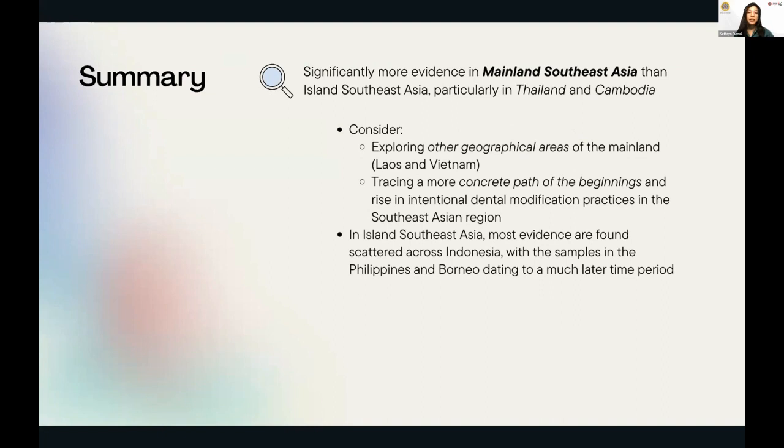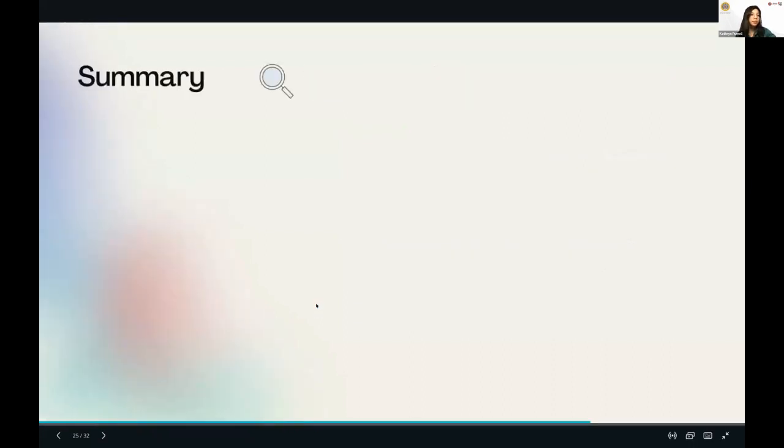Another is that there's significantly more evidence in mainland Southeast Asia than island Southeast Asia, particularly in Thailand and Cambodia. Given this, I would consider exploring other geographical areas of the mainland, as well as using this research in mainland Southeast Asia to trace a concrete path of the beginnings and the rise of intentional dental modification in Southeast Asia as a region. In island Southeast Asia, most of the archaeological evidence is scattered across Indonesia, and the samples in the Philippines and Borneo are dated to a much later time period.